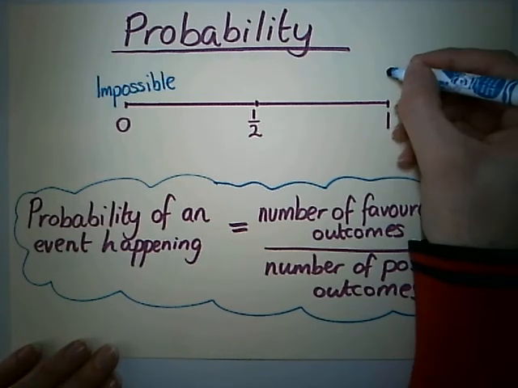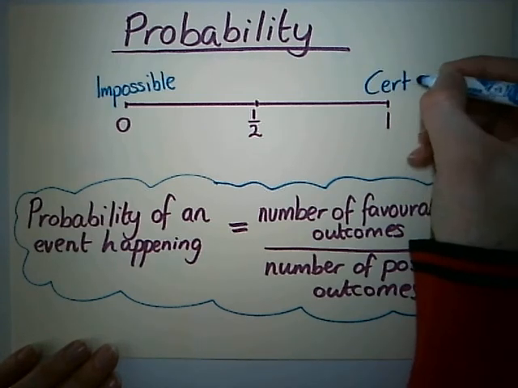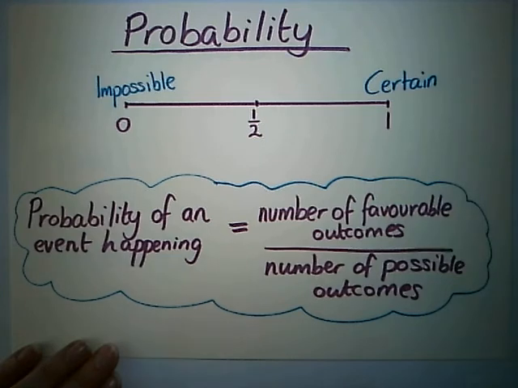1 is certain. So sticking with the same example, if today was Monday, what's the probability that tomorrow will be Tuesday? That probability would be a 1 because it's certain.